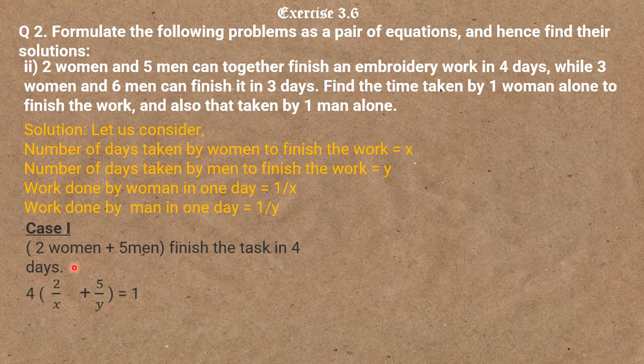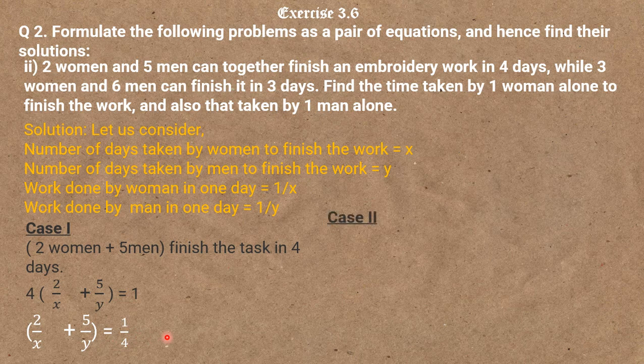So the work done, 2 upon x plus 5 upon y, is the work done by two women and five men together in 1 day. When they work for 4 continuous days, the work will be finished. So this 1 day's work multiplied by 4 equals 1. Here the 4 is transposed to the right hand side and becomes 1 by 4. So 2 upon x plus 5 upon y equals 1 by 4 is the equation for the first case.